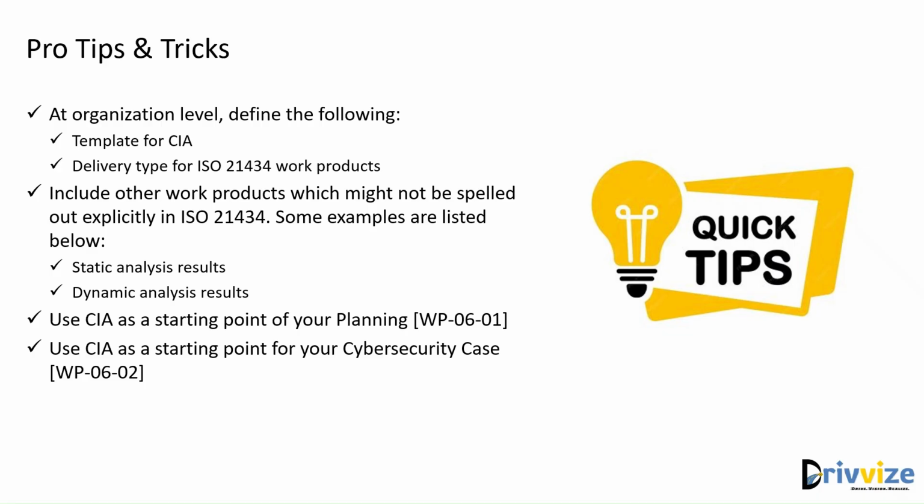And then last but not the least is use the CAA again as a starting point for your cybersecurity case, because you don't want to be having blank rows in your cybersecurity case that says that these are not applicable. So you can always say, hey, I did not have this work product agreed in my CAA, and so I don't want to have that entry in the cybersecurity case. So this is also one way in which you can make your life easy.